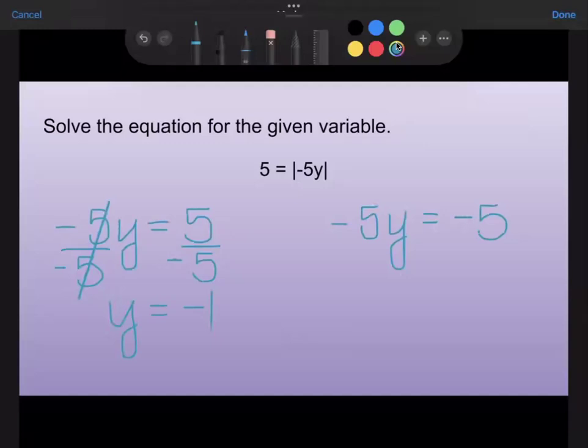On the other side, I'm going to do the same thing. I'm going to divide this by negative 5 and this by negative 5 so that these will cancel and we'll have just y over here. But negative 5 divided by negative 5 is 1. So that means our solution to the equation is that y is equal to either 1 or negative 1. I said that backwards, but you know what I mean. So y equals either negative 1 or 1.